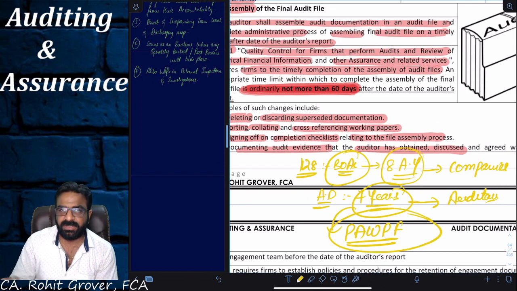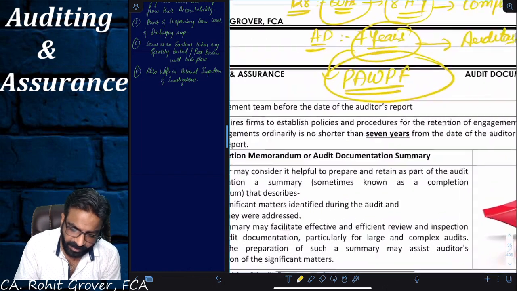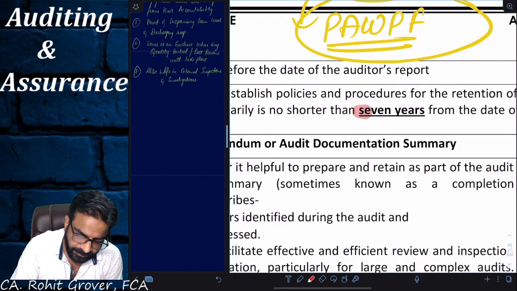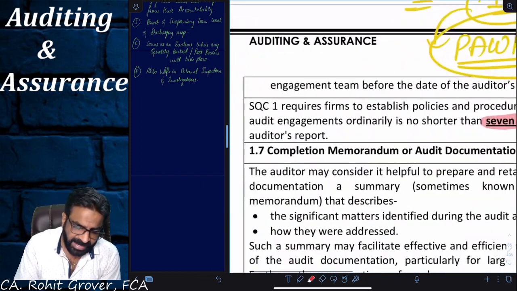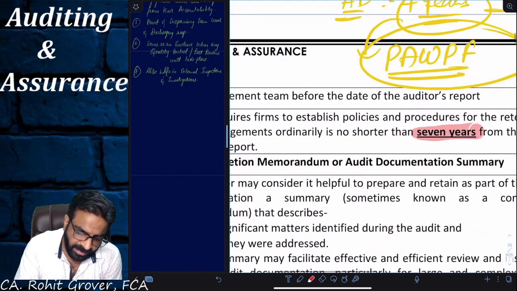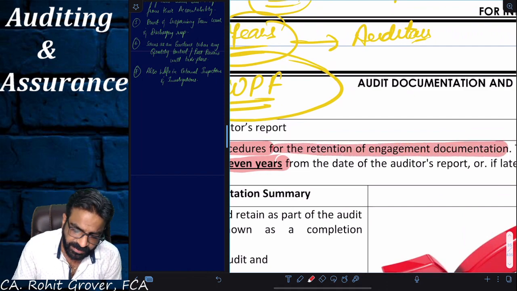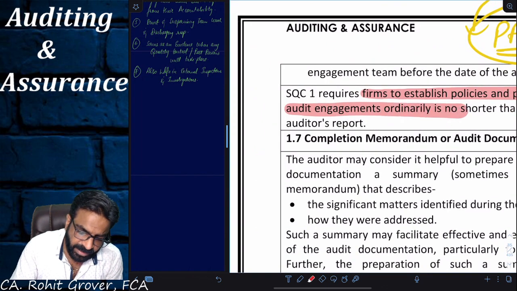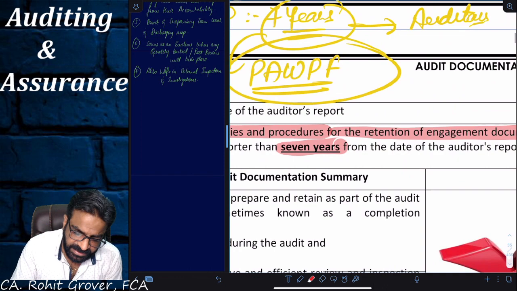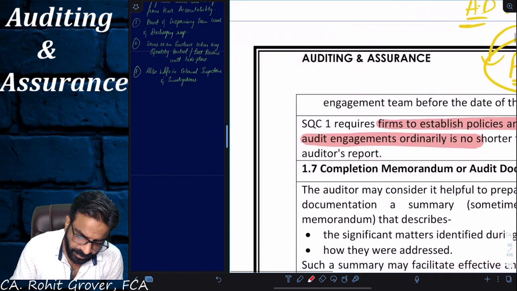We are going to understand that in the next 15-20 minutes only. It is written in front of you. Everyone, please read. Are you able to see the word 7 years or not? Yes, it is given 7 years. Now please read the whole sentence. SQC requires that chartered accountancy firms establish policies and procedures for the retention of engagement documents. The retention period for audit engagement ordinarily is not shorter than 7 years from the date of audit report, or if later, the date of the group auditor's report.